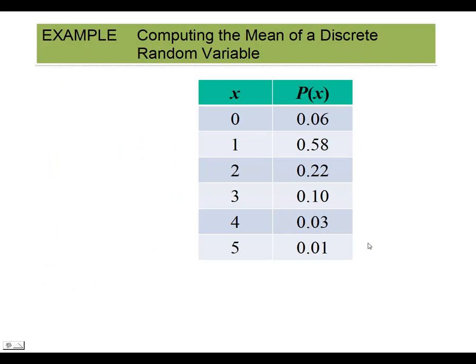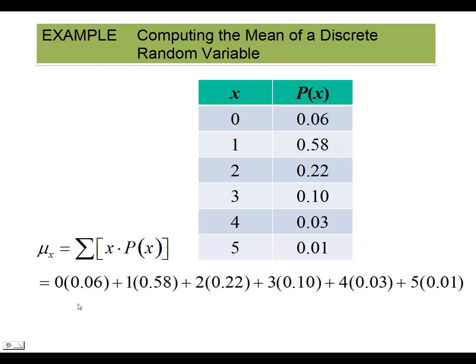So here is a probability table. Here are the 6 different values of x and their corresponding probabilities. To calculate the mean of this, we're going to multiply each value of x times its probability and add up the total. So this is the formula again. And each value, so 0 times 0.06, plus 1 times 0.58, and so forth. And these add up to 1.49. So the mean of this distribution x is 1.49.